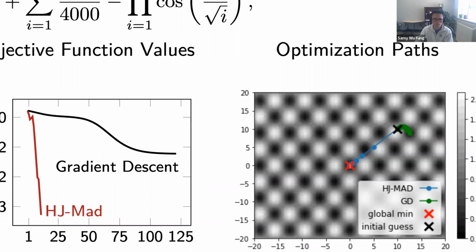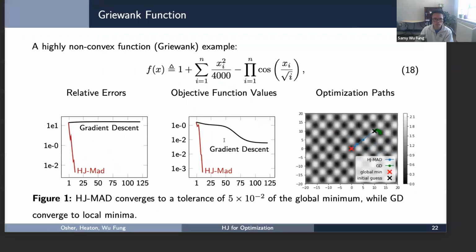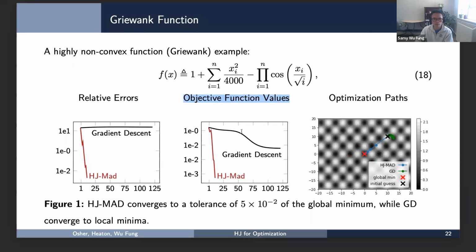And so what we see here is that the objective function value goes down for both of them, but because HJ MAD in our case goes to a global minimizer, we converge. But perhaps more illuminating is the relative error with respect to the true solution. The gradient descent relative error goes up because you move away from the true solution in this case.